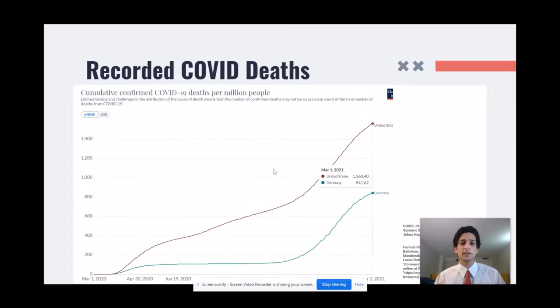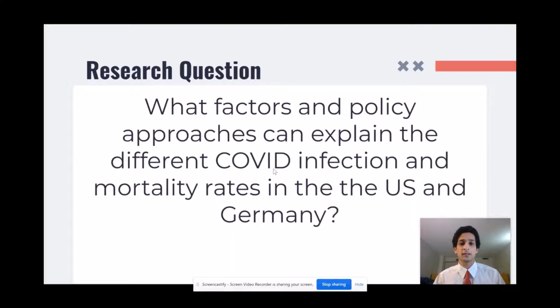And so that led me to my research question, which is, what are some of the factors and policies that can help explain the different infection and mortality rates regarding the COVID-19 pandemic in the United States and Germany?